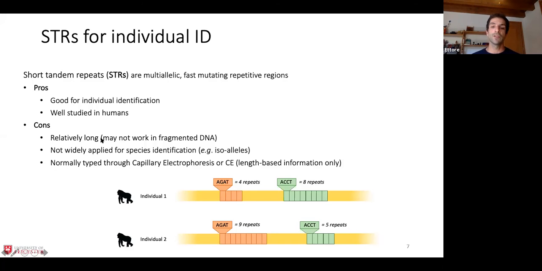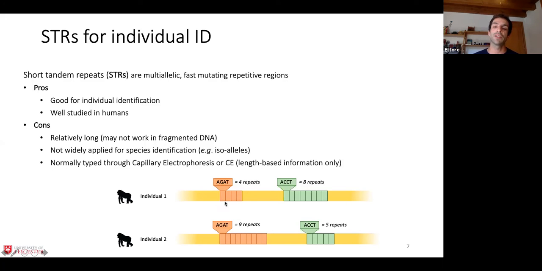The cons of using these markers is that because they're so fast mutating, they change quite rapidly. And so it's easy enough for you to tell different individuals apart, but it's really hard for you to assign individuals to the correct species. And this is mainly due to the fact that they're normally typed by capillary electrophoresis, or CE, which gives you information on the length of your STR.